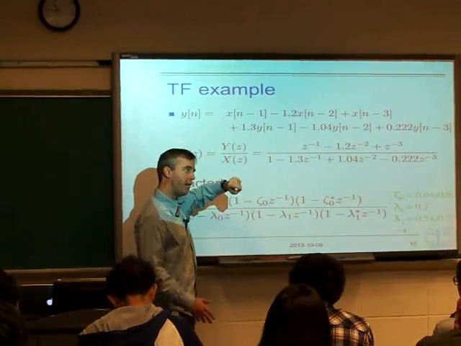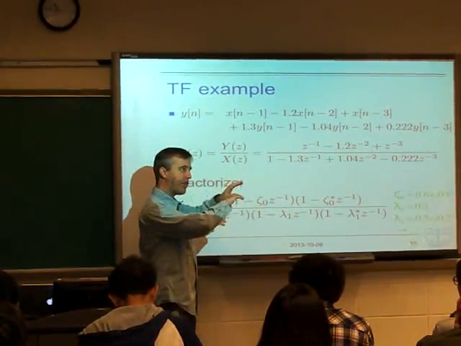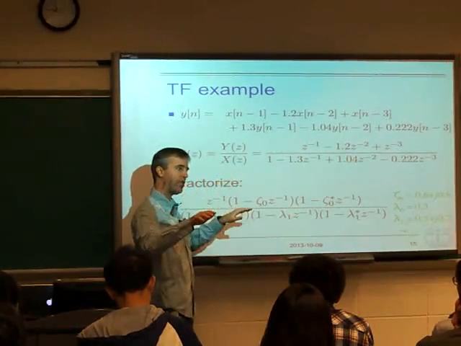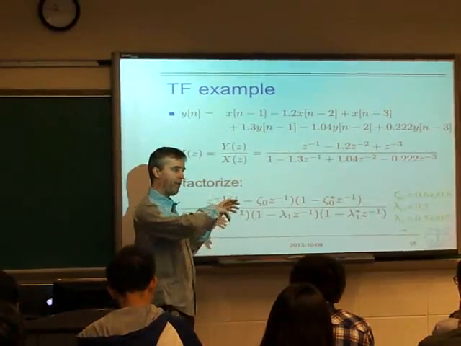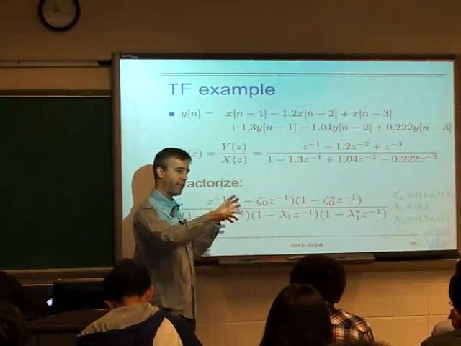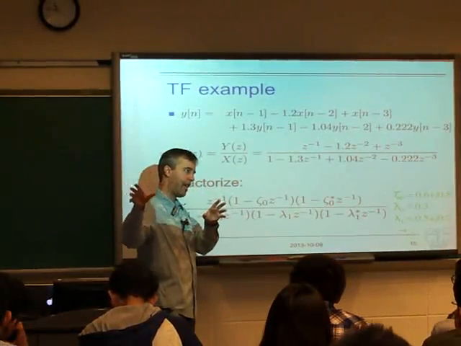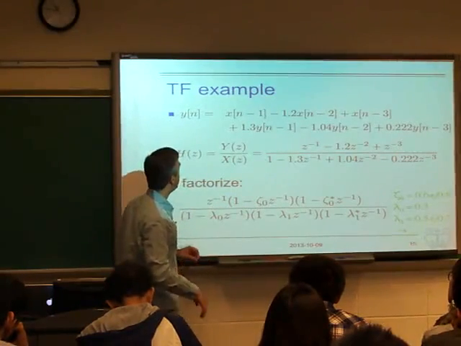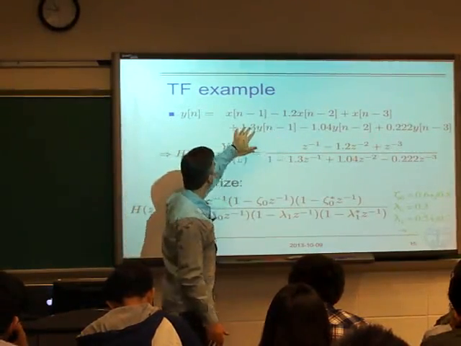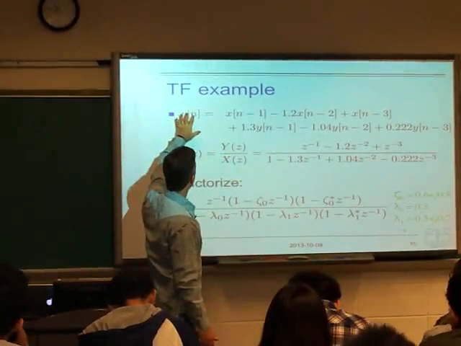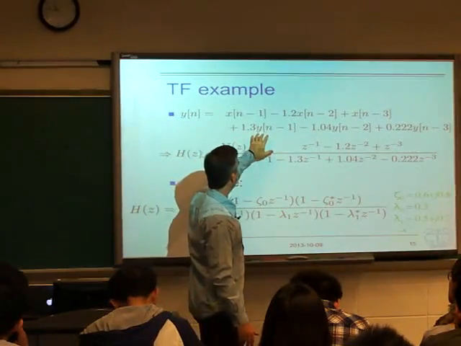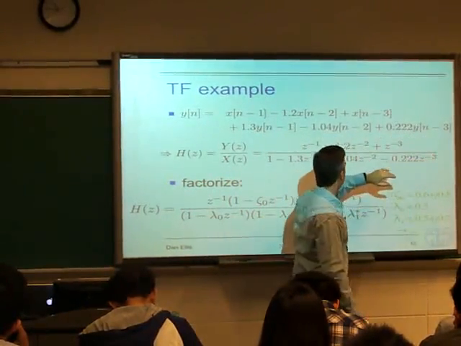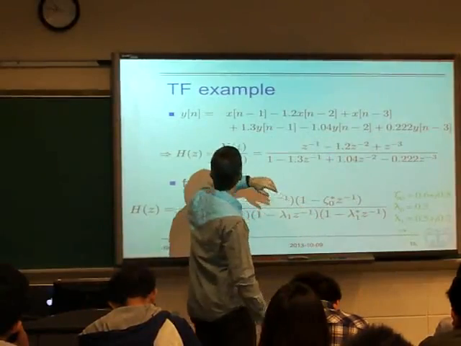And the way to think about it is, if we rearrange this to an LCCDE form with all the y's on one side and all the x's on the other side, we take the z transform of that, we end up with coefficients and powers of z times y, and coefficients and powers of z times x. Then we divide through by the factors of y to give us our h of z. So when we take all these y terms to the other side, their signs change, so we get y of n minus 1.3 y of n minus 1 plus 1.04 y of n minus 2 minus 0.222 y of n minus 3 equal to this expression in x.